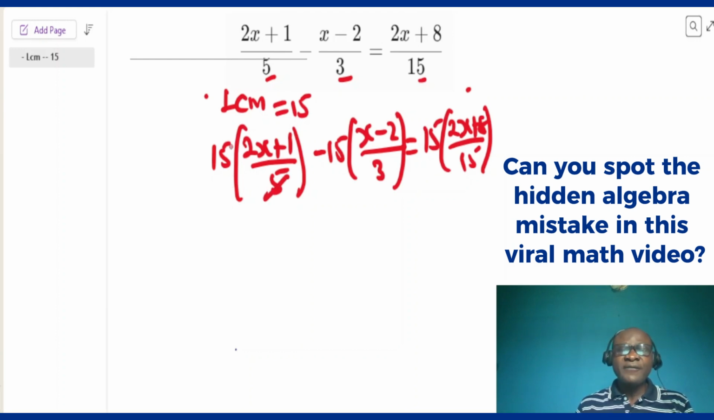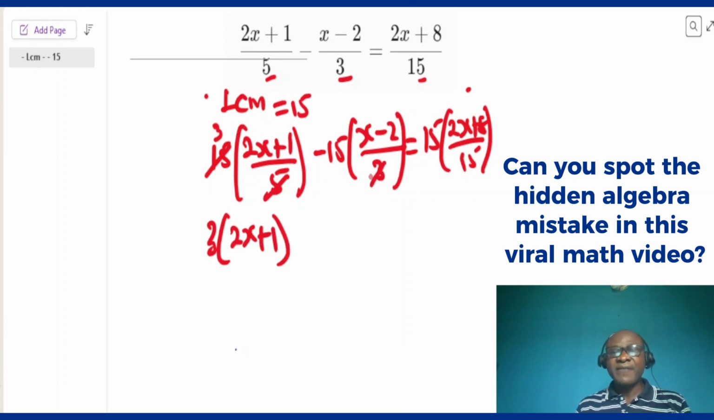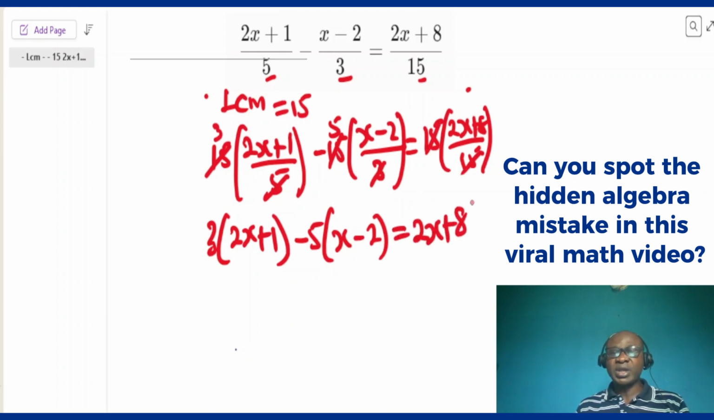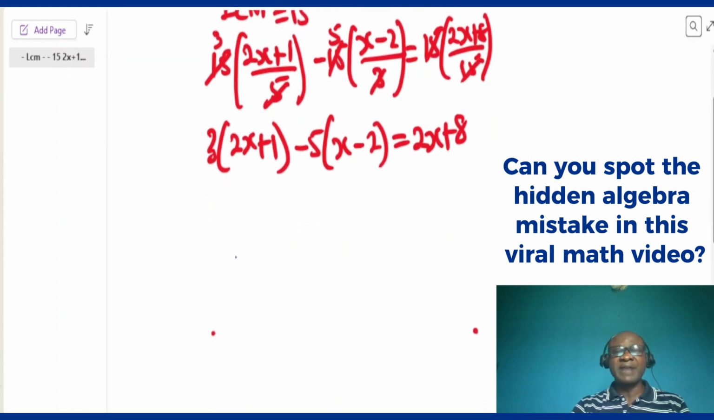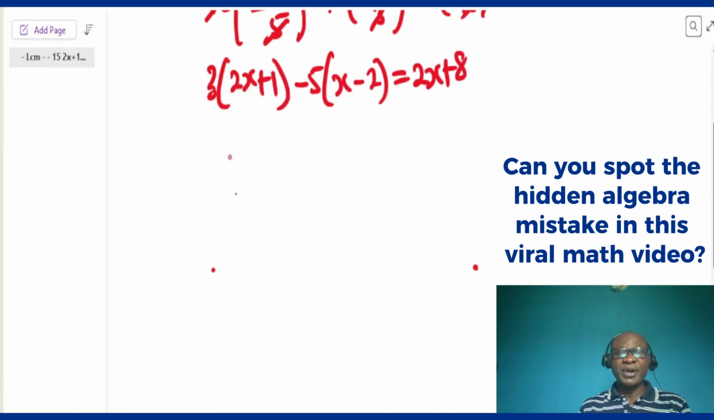Therefore, 5 will cancel 15 to give me 3. That means I'm going to use 3 to multiply what is inside the bracket, and that is 2x + 1. Next, 3 will cancel 15 to give me 5. That means I will now have minus 5 multiplying x minus 2. Next, this 15 will cancel out this 15, and I have on the right hand side just 2x + 8. This is beautiful. Now, moving forward, I am going to have it written in this form, opening the brackets.